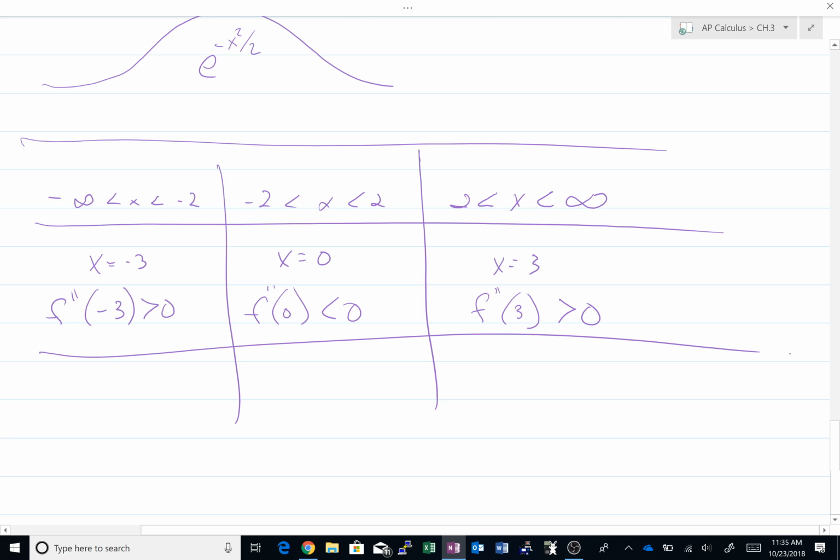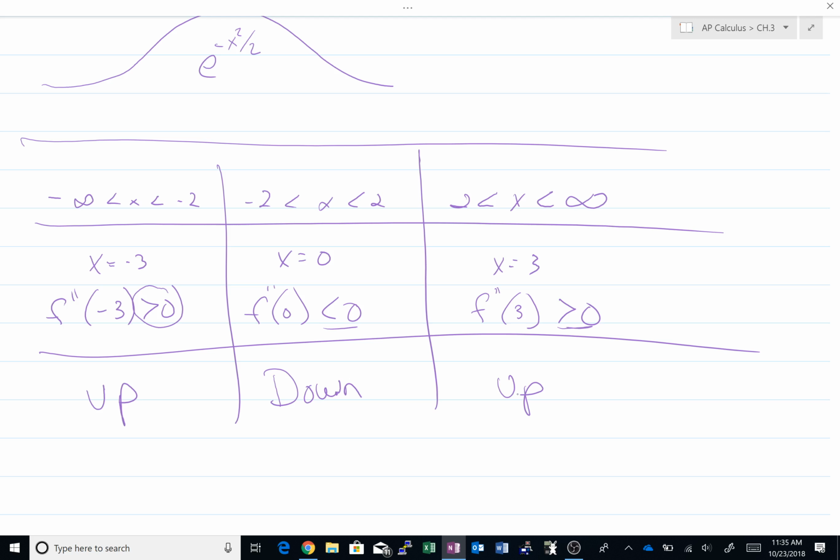Guys, I'm going to give you something like this on the quiz, and you're going to have to tell me the concavity. On this interval right here, what's the concavity? Positive? Up. Perfect, because it's positive. This one is down, because it's negative. Because this is positive, it's up. Easy peasy, right?